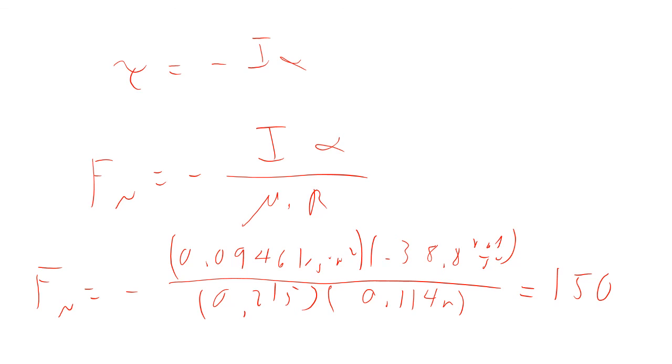Now let's check. Radian is like a placeholder in here. It's not really a unit. So we got kilogram meter squared per second squared divided by meter. It's a kilogram meter per second squared. That is a newton. So the answer is 150 newtons.